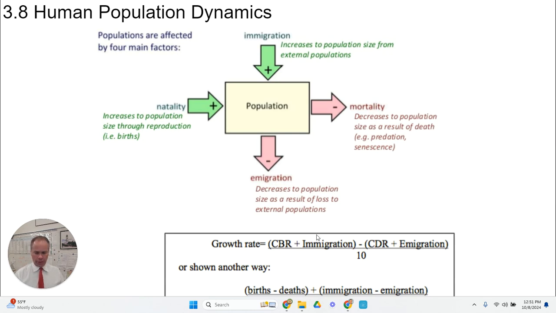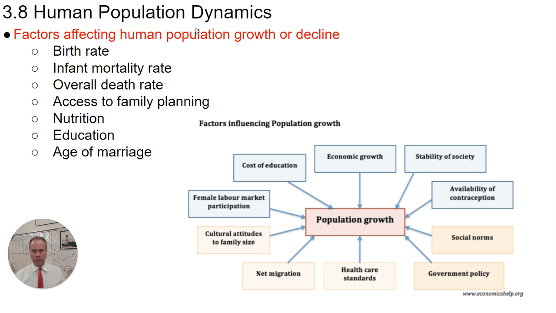We could also rearrange things a little bit, and we can have births minus deaths, plus immigration minus emigration, again divided by 10, will give us a growth rate. So all sorts of factors come into play when we're thinking about the population dynamics of a given group, of a given part of a country, etc.